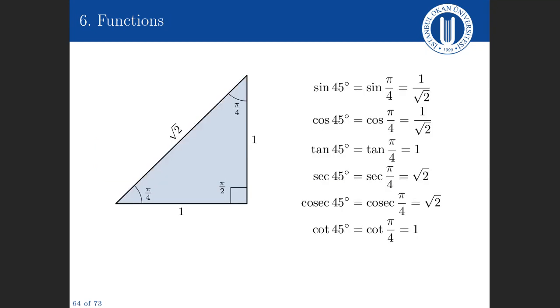I have here a right angle triangle of height and base 1. By Pythagoras, the other side must be root 2. The angles are pi over 4 or 45 degrees and pi over 2 or 90 degrees. From this triangle, we can read off that sine 45 degrees or sine pi over 4 is 1 over root 2. That's 1 divided by root 2. Cos 45 or cos pi over 4 is 1 divided by root 2. And then after we have those two, we can get the other 4.